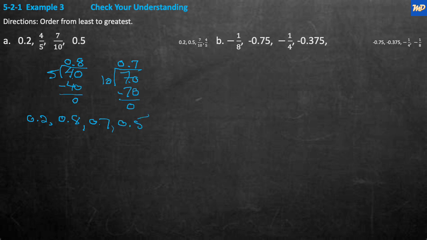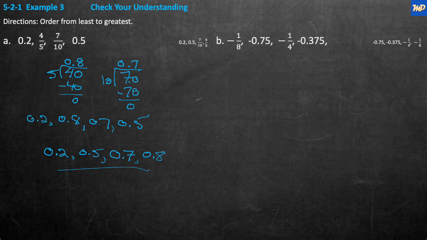So what's the order? Well, these are all positive, so they're above 0. So the smallest number is the 0.2. And then the next one is the 0.5. And then the next one is the 0.7. And then finally it's the 0.8. That's the order right there.